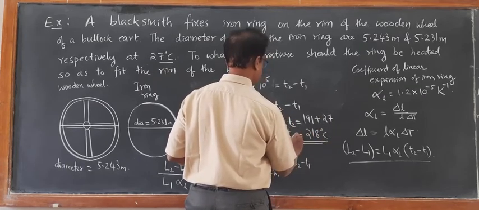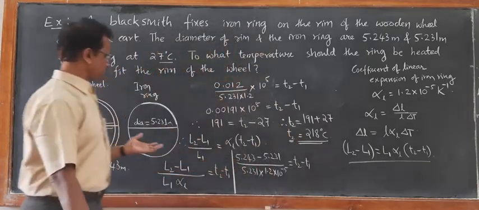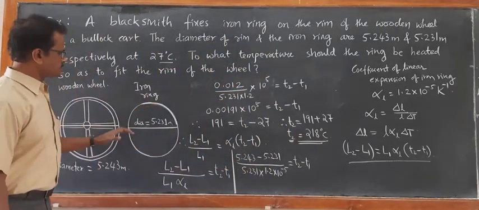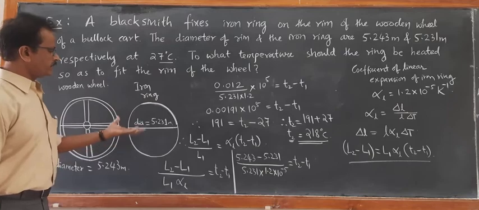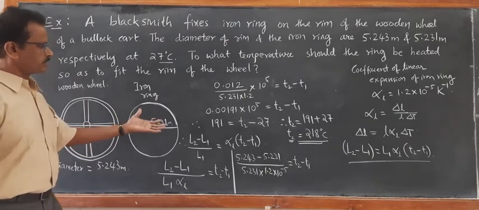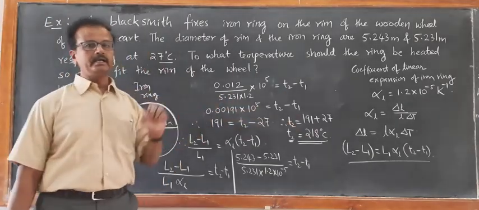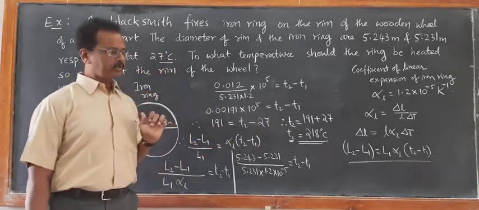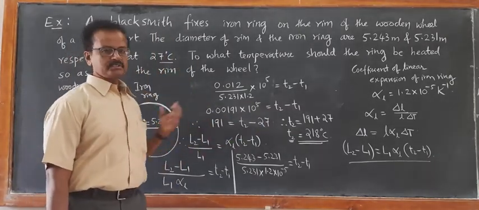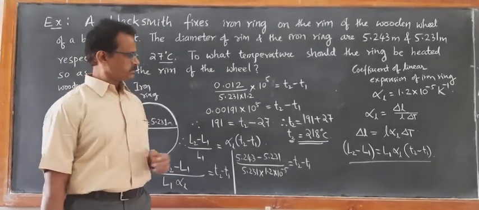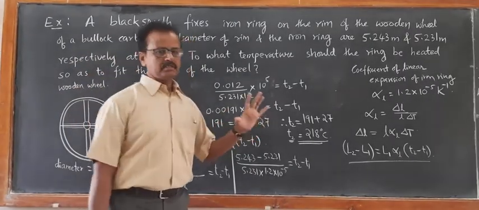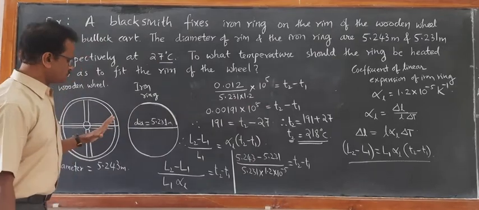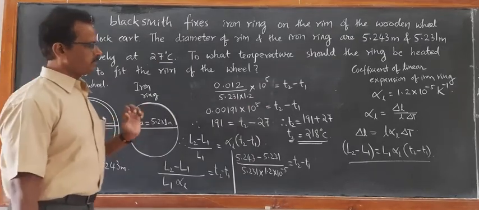So the iron ring has to be heated such that the temperature reaches 218 degrees Celsius from 27 degrees Celsius. The difference in temperature is 191 degrees Celsius. So this example is interesting and an application level example.